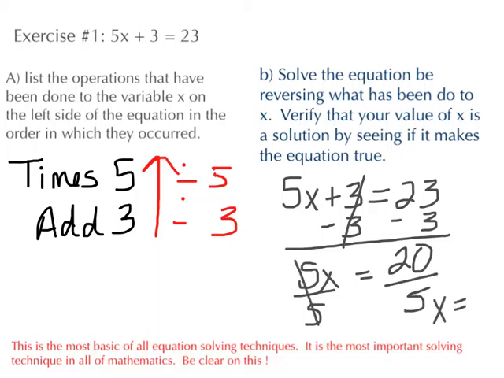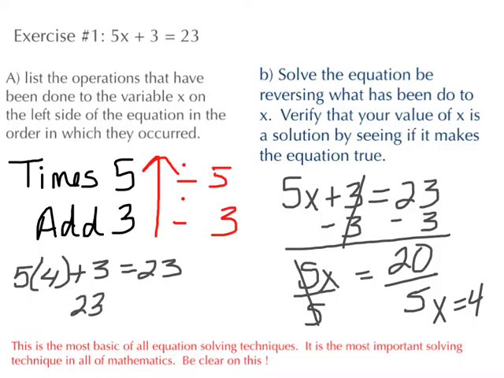x equals 4. To check to make sure that that works, and what they mean by the check is just substitute that 4 in for the x. So I'm going to have 5 times 4 plus 3 equals 23. 5 times 4 is 20, plus 3 equals 23. So 23 equals 23.